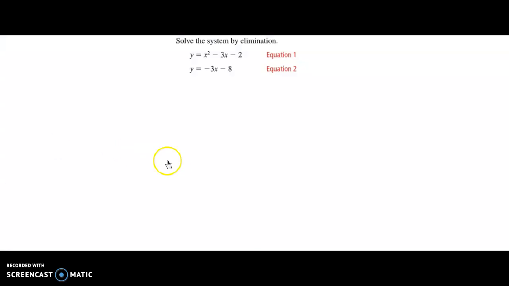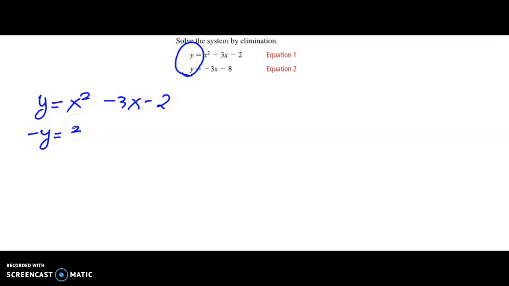Is it possible for two equations to not have solutions at all? So let's see what we have here. Again, you can keep the first equation, just like what we did in the previous example. And if you want to eliminate the y, you can multiply equation 2 by -1. So that means it will become negative y is equal to positive 3x.